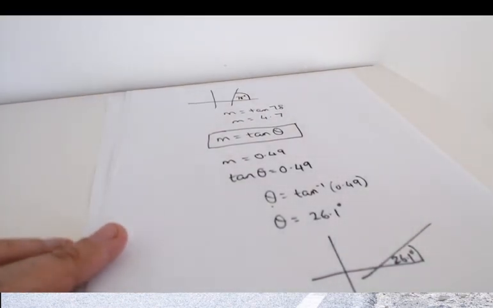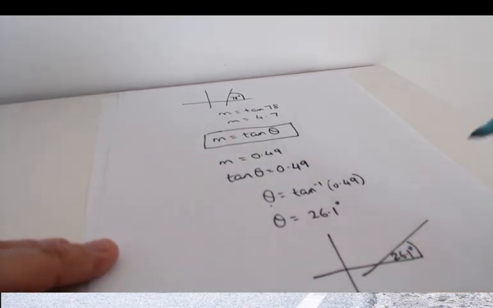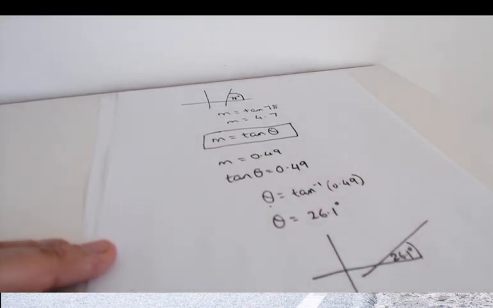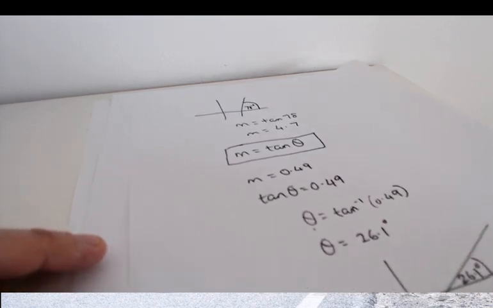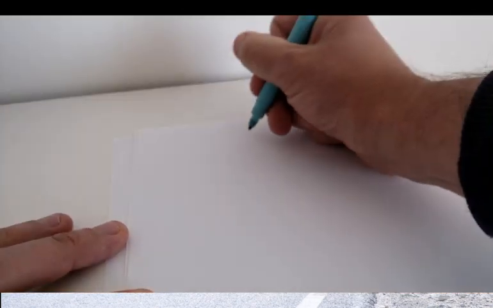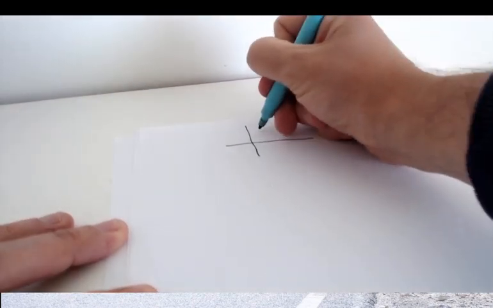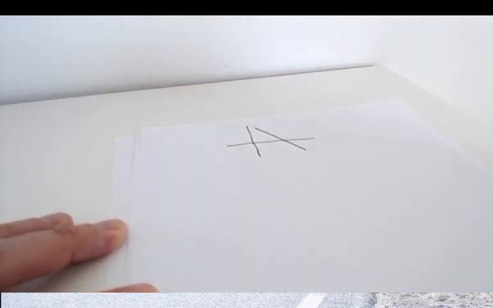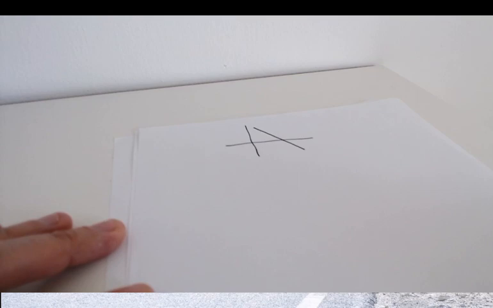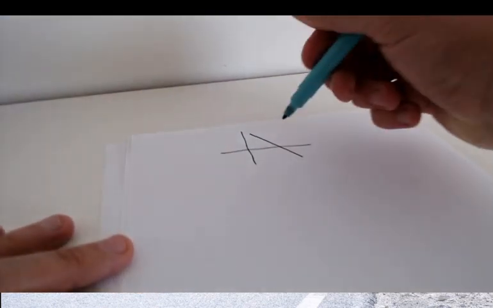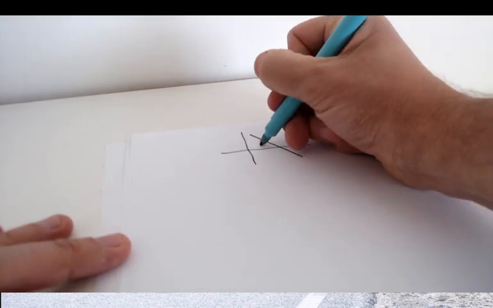Okay, so far we've focused on positive gradient lines, but what happens if we have a negative gradient? So we've got this angle, this line coming down here. I'm going to be a little bit tricky. I'm going to tell you what this angle is in here.